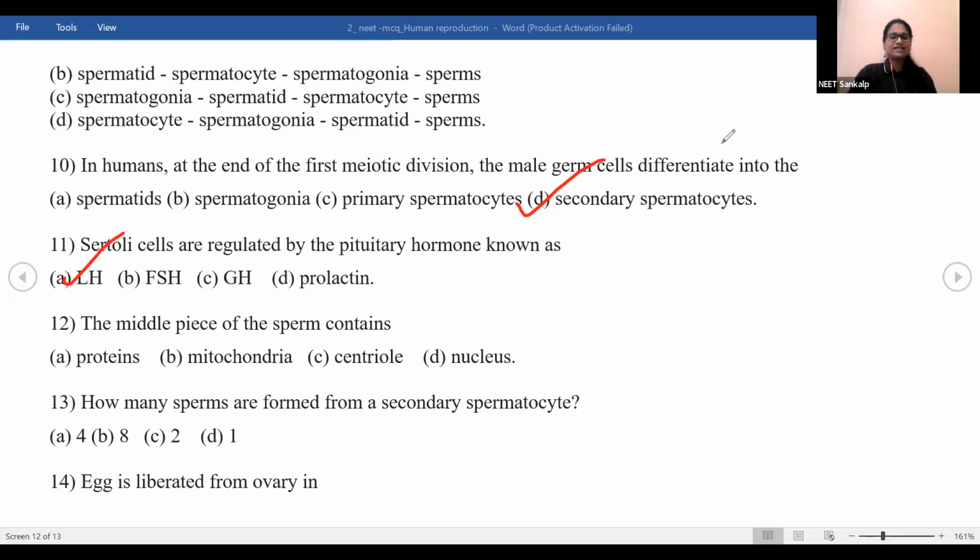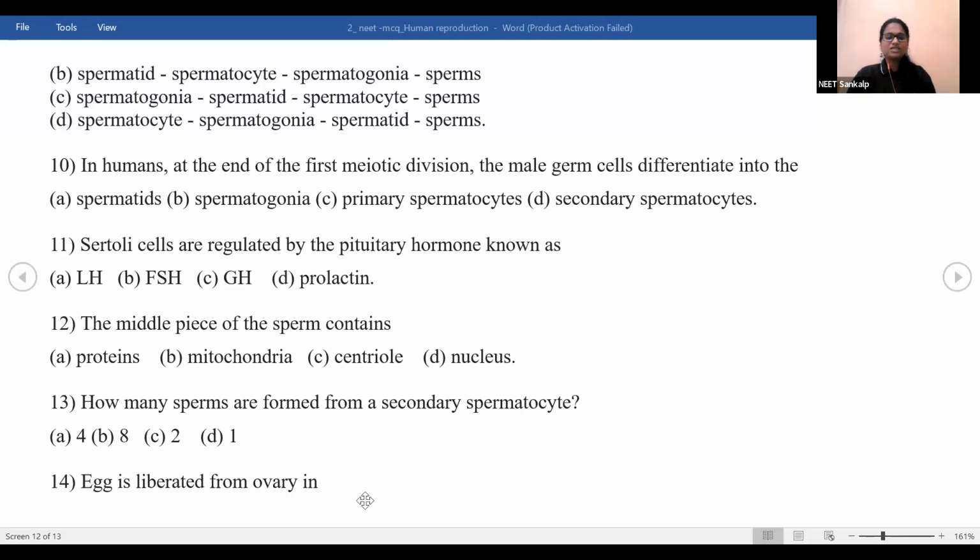The middle piece of sperm contains: option A, proteins; option B, mitochondria; option C, centriole; option D, nucleus. What is your response, guys? I got 4 quick responses: Jyoti, Manikantha, Priyanka, Netravati, Anvita. Okay, good. All of you voted option B, mitochondria. It is a right answer.